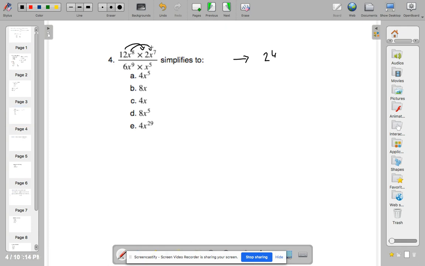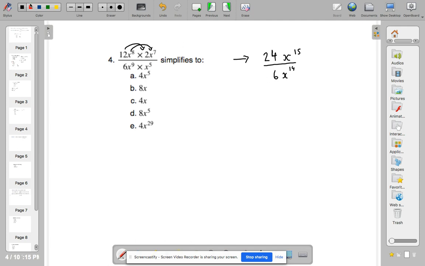Notice how I'm taking the numbers and the letters, the pronumerals, I should say, separately. All right? So 24. Now x, let's do that again. Because we're multiplying here on top, we add the indices. 8 plus 7 is 15. Over, on the bottom we've got 6, and we've got x to the power of 9 plus 5 is 14. So 24x to the power of 15 over 6x to the power of 14.